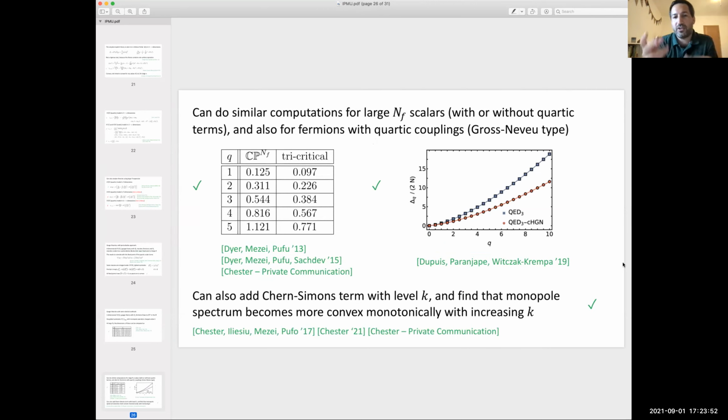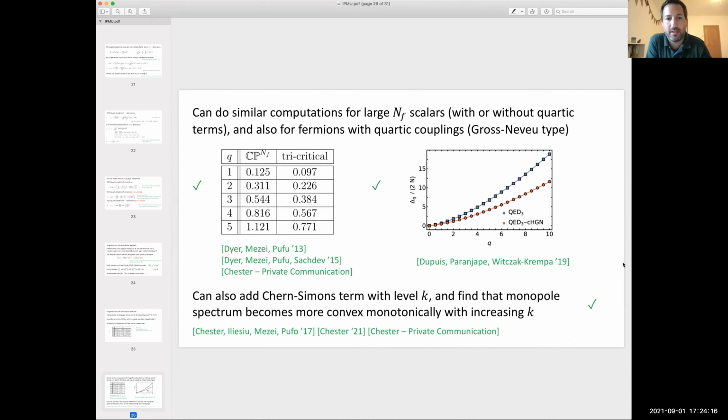And with the scalars, you can also have quartic terms in 3 dimensions, with or without the quartic terms. If you have them or not, then these are what are called the CPN models and the tricritical models. And this is the spectrum of monopole operators in this table that I have on the left for the 2 models. And indeed, you find for both of the models, the spectrum is convex.